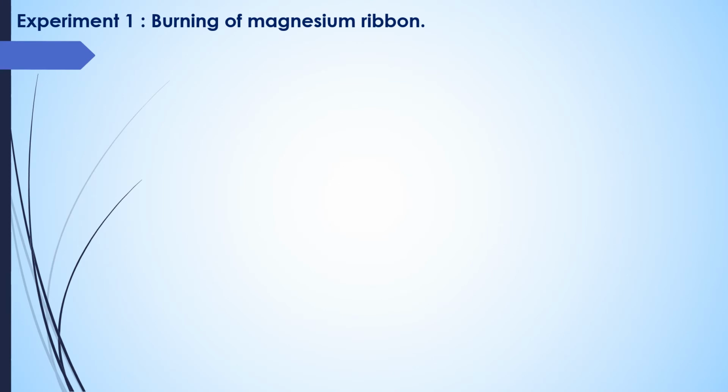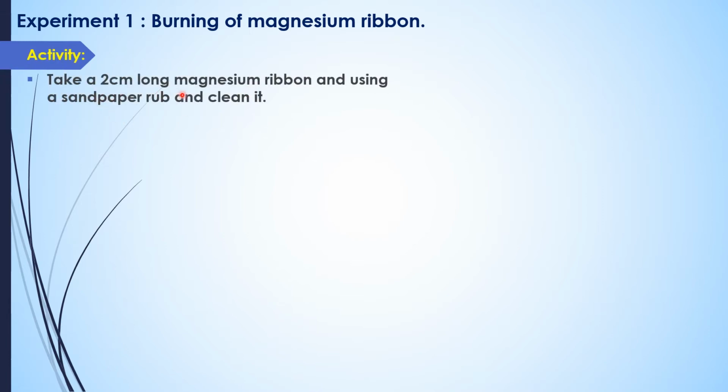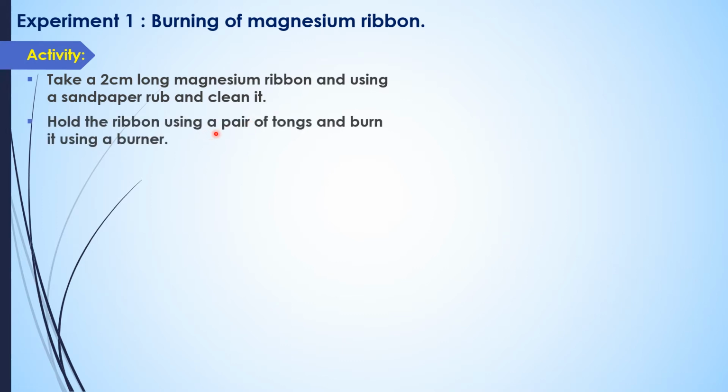As said, the first experiment is burning of magnesium ribbon. So here is the activity. We have to take almost 2 cm long magnesium ribbon and, using a sandpaper, rub and clean it. Then we have to hold the ribbon using a pair of tongs and burn it using a burner. The reason why magnesium must be cleaned before burning in air is that, in order to get the desired chemical reaction, we have to remove the layer of magnesium oxide formed due to the reaction of magnesium with air.